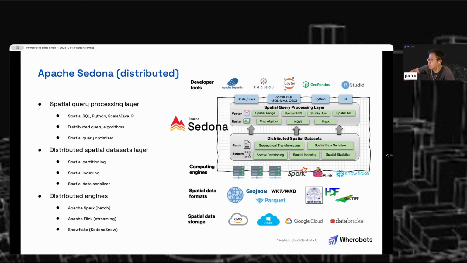And the second layer is what we call the distributed spatial dataset layer. This layer has a spatial partitioner, spatial index, and data serializer that actually partition data across machines in the cluster. And finally, all these layers run on top of a couple of different distributed engines, including Apache Spark and Snowflake for batch processing, and Flink for stream processing. By far, our support on Spark is the most comprehensive one.